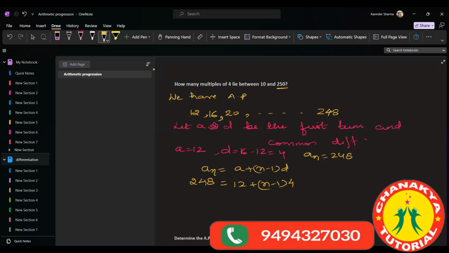Now solve it quickly, beta, and tell me the value of n. Hurry up, solve this. Ma'am, n equals 60. 60? Yes, ma'am. Okay.